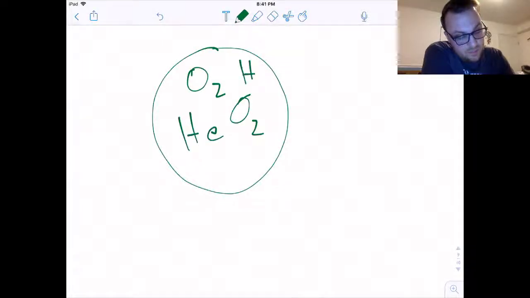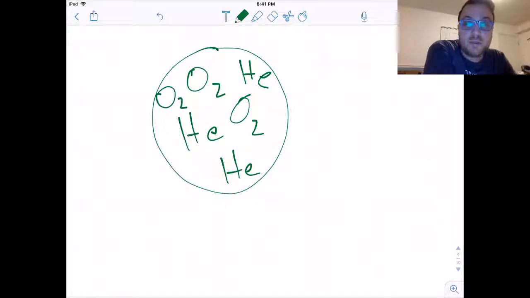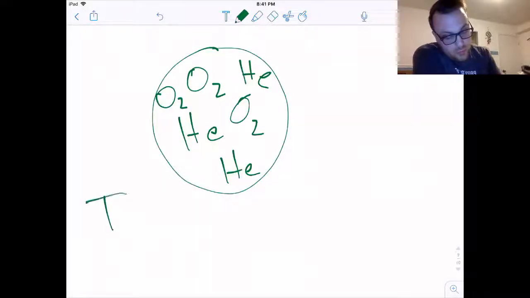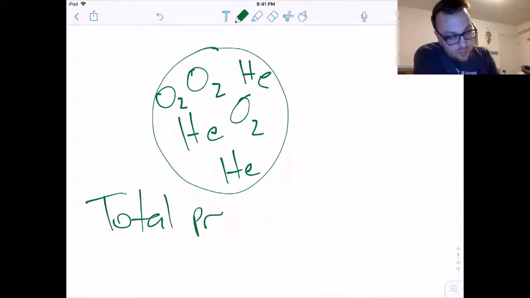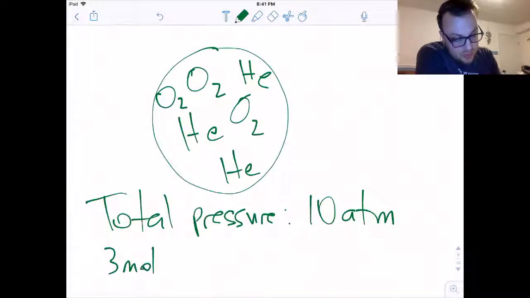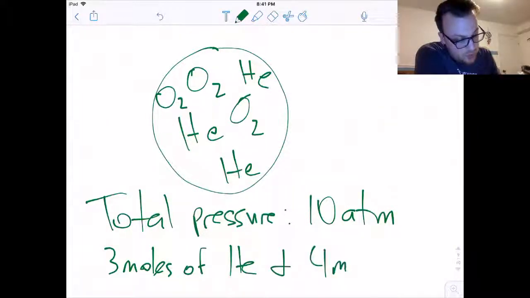And we had 3 moles of helium and 4 moles of oxygen. What's the partial pressure of each? All right, so we know the total pressure is 10. We need to figure out what's the pressure of the heliums in my container and what's the pressure of my oxygens in my container. So, my total moles is 7. We have 7 moles of gas in the container.